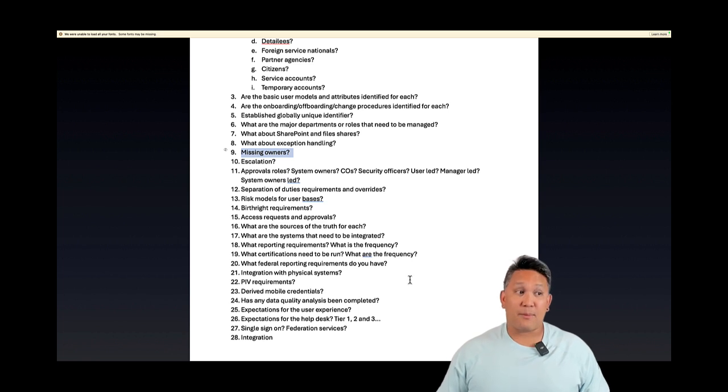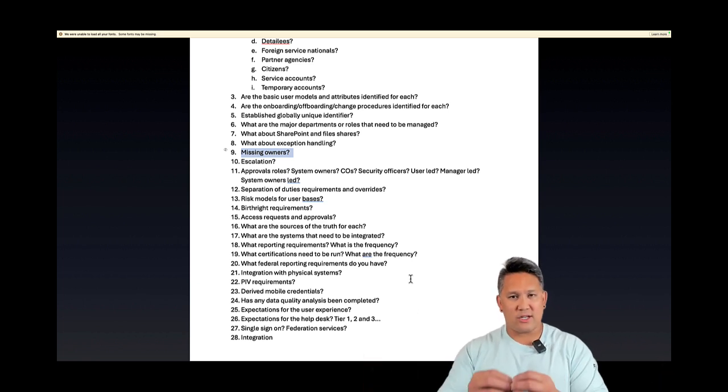Number 12 is very important: separation of duties. I've said this many times in my videos, you can't be a check issuer and a check cashier at the same time, or you can't be accounts payable and accounts receivable. That doesn't work. That's a separation of duty violation.